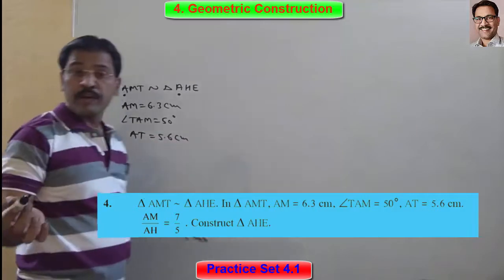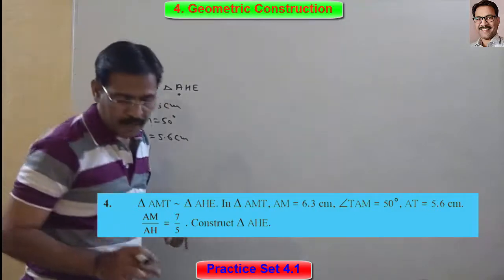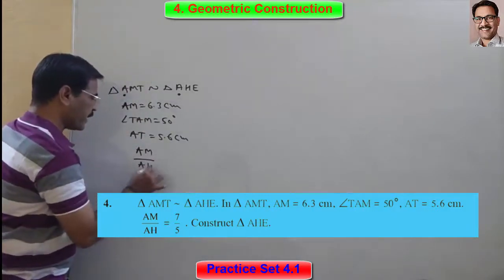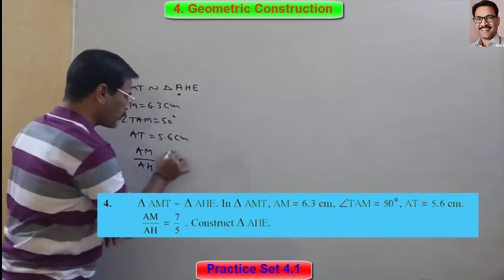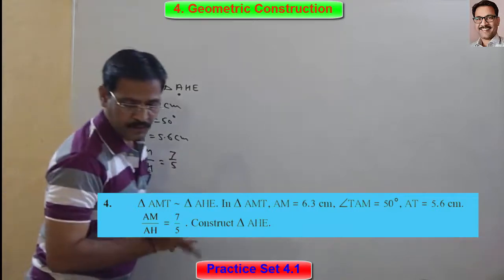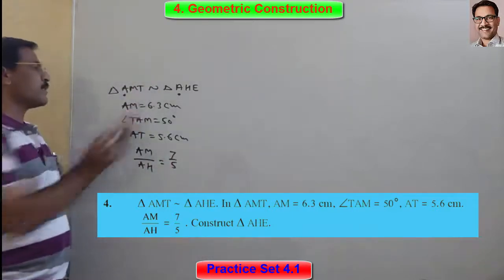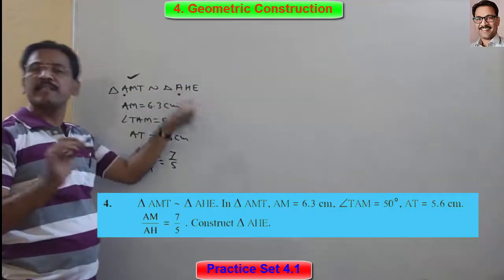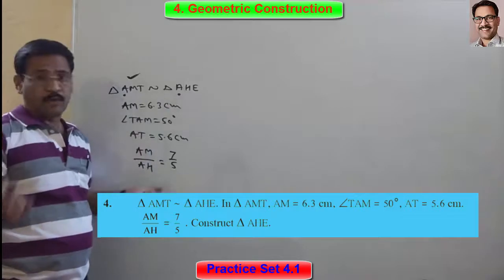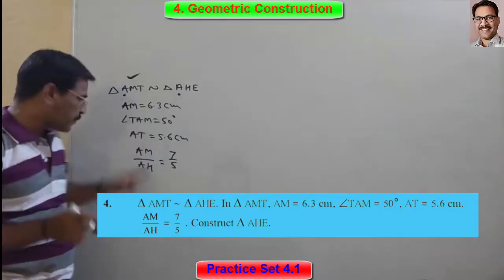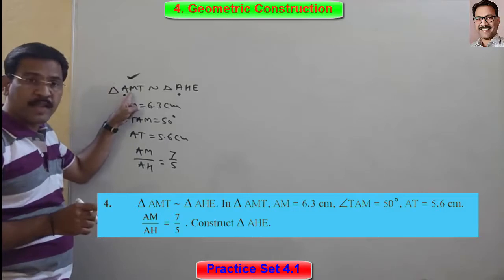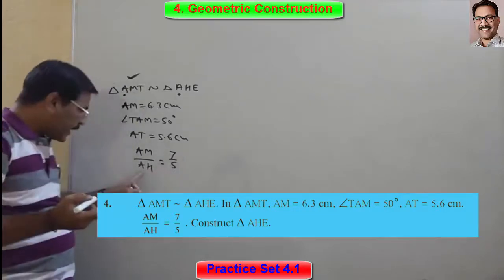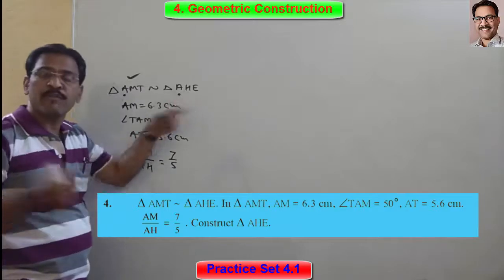Okay, and very important is that ratio. The ratio AM to AH is 7 is to 5. So we have to construct this triangle. The information about this triangle is given and we have to construct this triangle AHE. Okay friends, now just try to observe here. Look here. The information about this triangle is given. That is of 7, which is greater than AH, which is 5. That AH is what we have to draw.